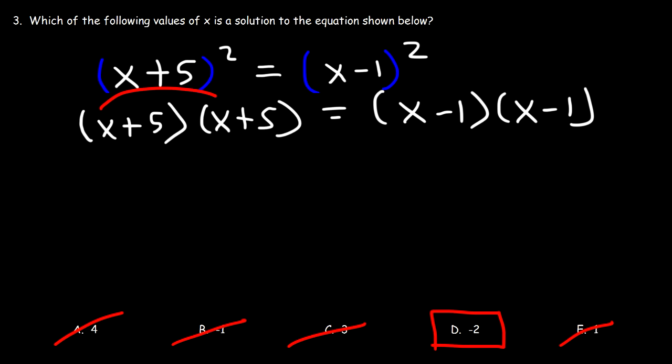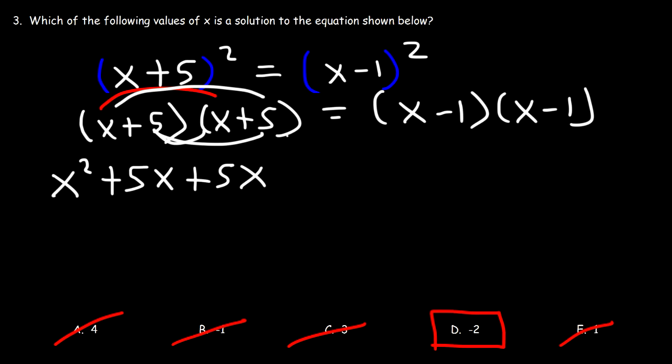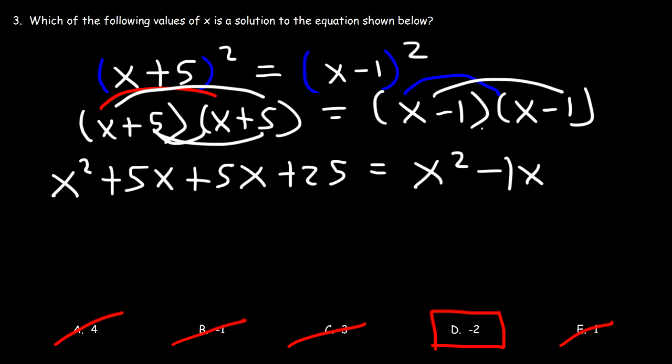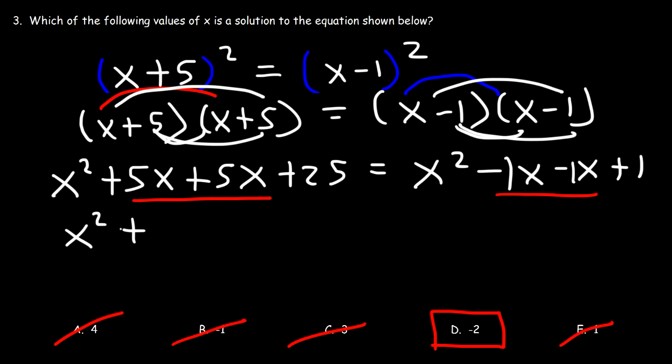So x times x is x squared, and then x times 5, that's 5x. 5 times x is also 5x, and then we have 5 times 5, which is 25. So let's do the same thing on the right side. X times x, that's x squared again, and then we have x times negative 1, that's negative x, and negative 1 times x, that's negative 1x, and negative 1 times negative 1 is positive 1. Now let's combine like terms. So we can combine these two and those two. 5x plus 5x is 10x. Negative 1x minus 1x is negative 2x.